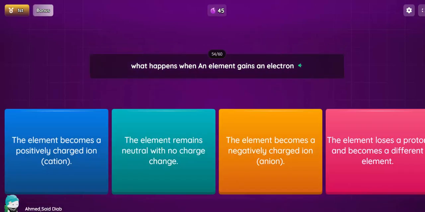Question: what happens when an element gains an electron? Option 1: the element becomes a positively charged ion, cation. Option 2: the element remains neutral with no charge change. Option 3: the element becomes a negatively charged ion, anion. Option 4: the element loses a proton and becomes a different element.